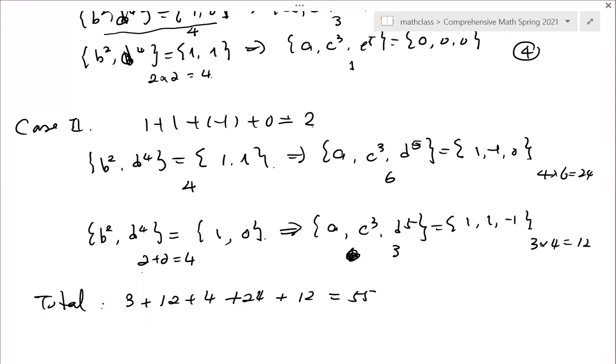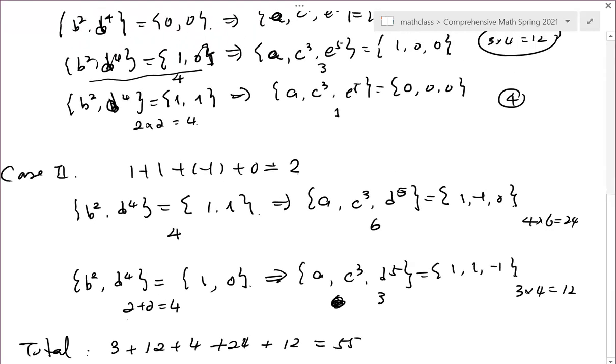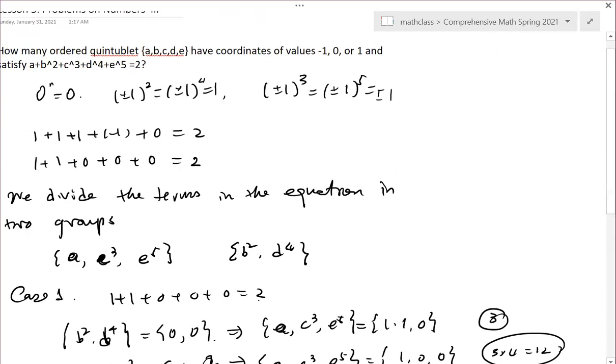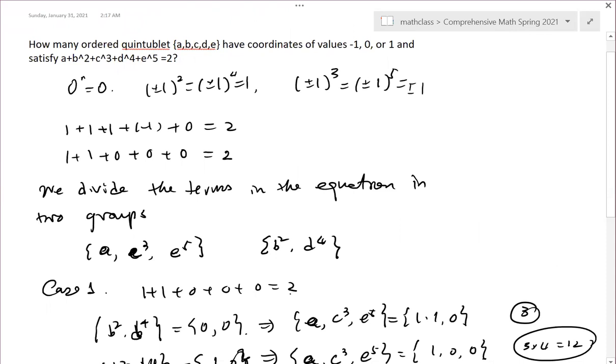So to solve this type of problem, the idea is that you have to divide them into several cases, and then try to solve them in each case. Let's go over it quickly. First of all, you look at the result after you plug in the values of a, b, c, d, e. Then the possible pattern is 1, 1, 1, -1, 1, 0 equals 2. 1 plus 1 plus 0 plus 0 plus 0 equals 2.